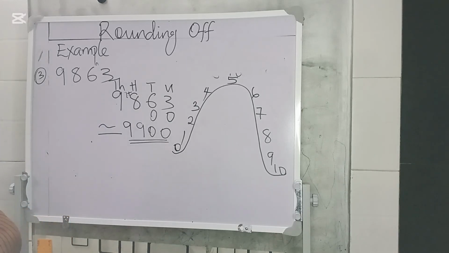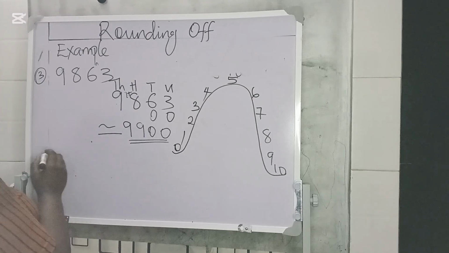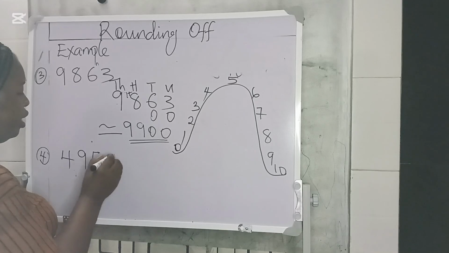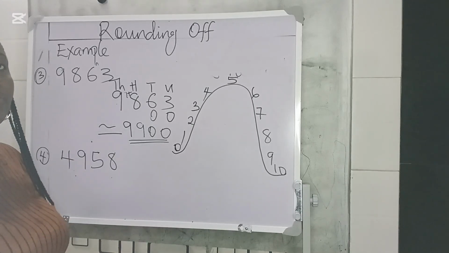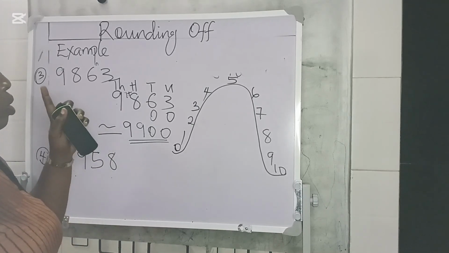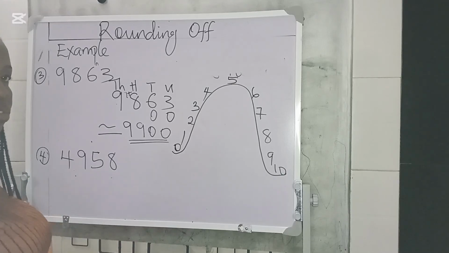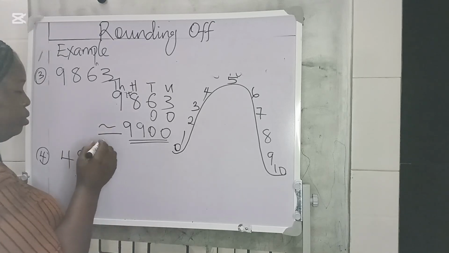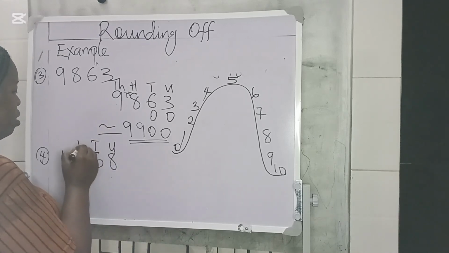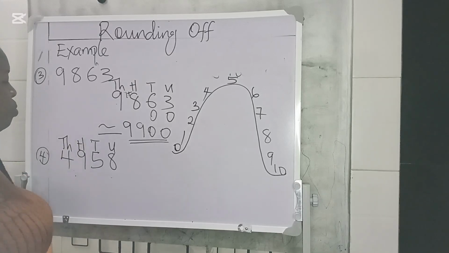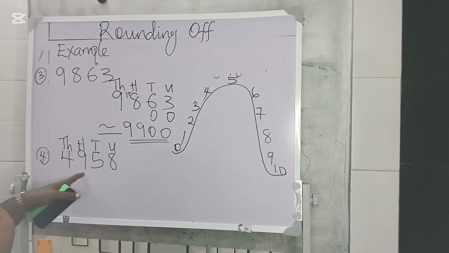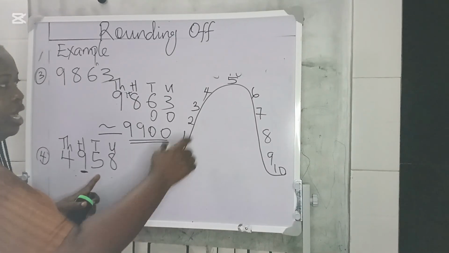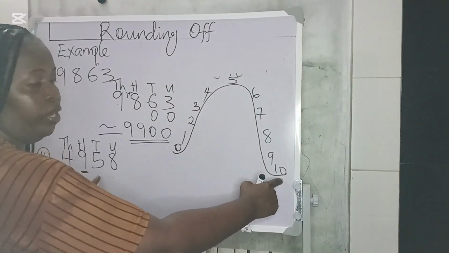Let's look at this one now. 4,958 as our number 4, to the nearest hundreds. As usual, we'll put our units, tens, hundred, and thousands. We are looking at our place value here, 9. And what's the nearest neighbor? 5. And look at where 5 is, so it's going up to 10.